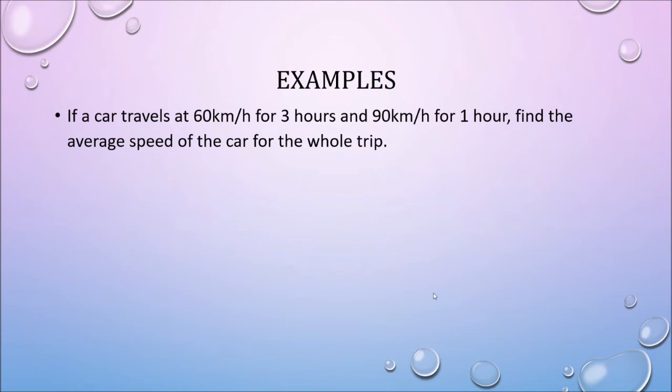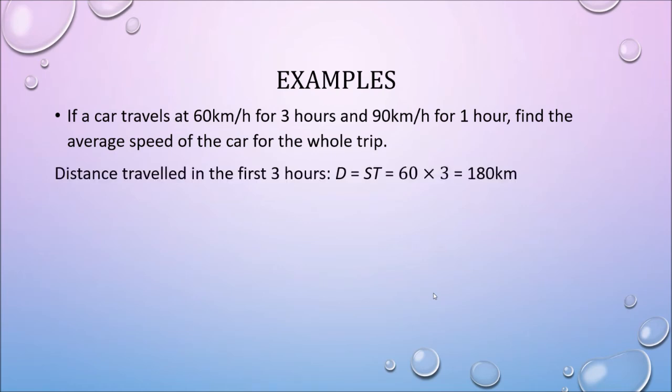Our next example, if a car travels at 60 kilometres per hour for 3 hours and 90 kilometres per hour for 1 hour, what is the average speed of the car for the whole trip? So for this one here, we do need to do it in a few steps. Our first step is to determine the distance travelled in the first 3 hours. So we do our distance equals our speed times the time. So we'd have 60 times 3, which is 180.